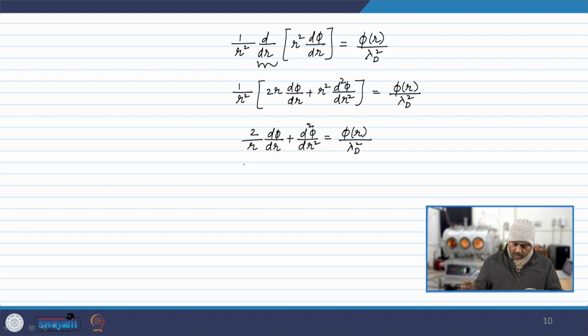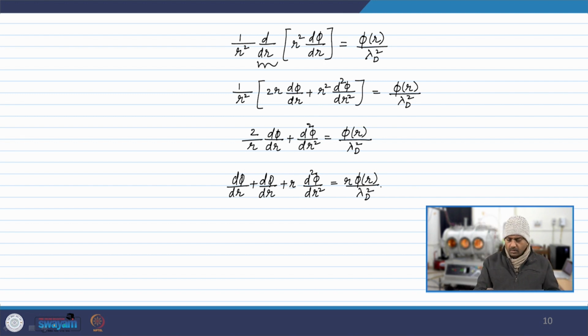So, 2/r dφ/dr plus d²φ/dr² is, so we will conveniently write it as dφ/dr plus dφ/dr plus r d²φ/dr² is equal to r φ(r) divided by λ_D². This is 2 dφ/dr, right? Once r is taken to the other side, 2 dφ/dr. So, we have written dφ/dr plus dφ/dr.